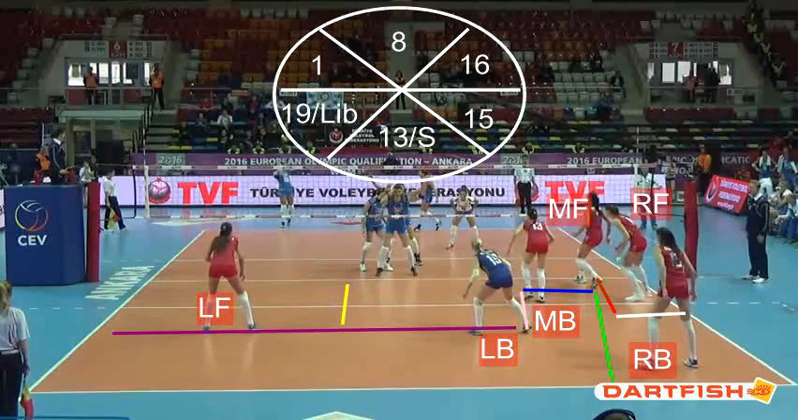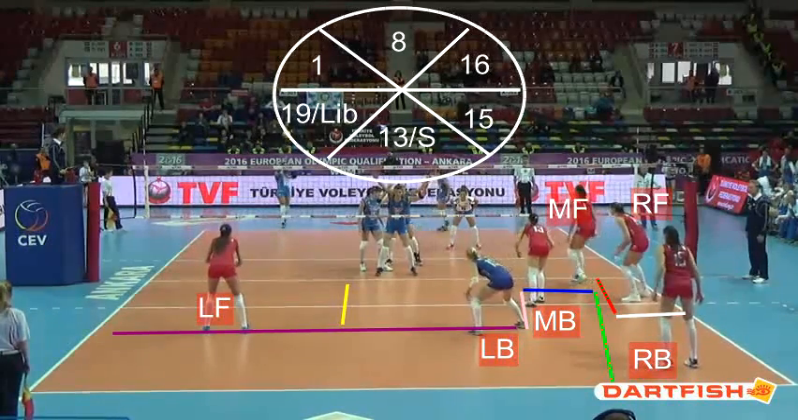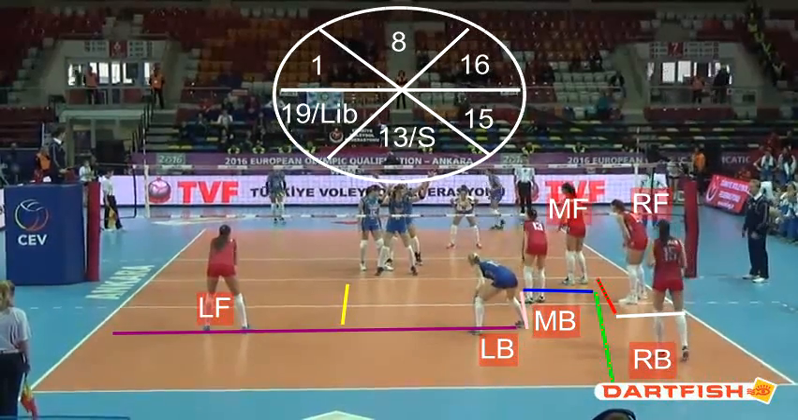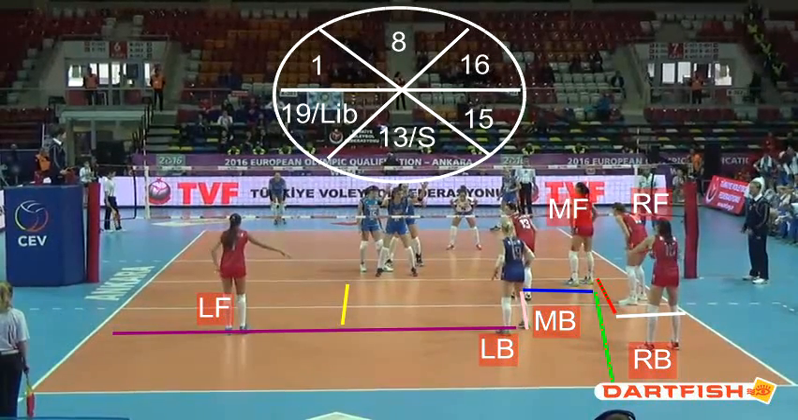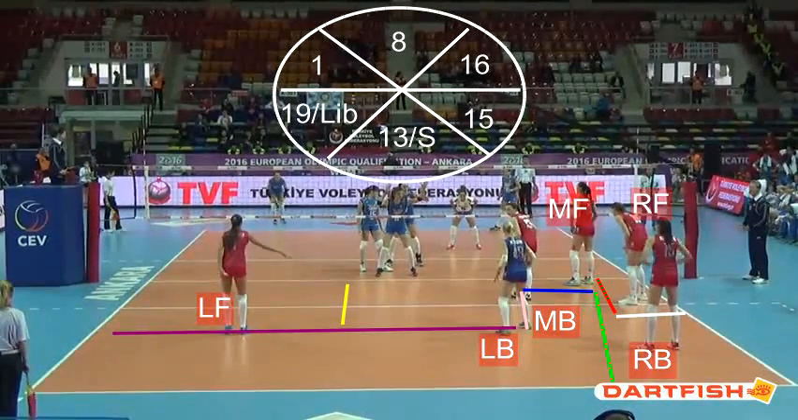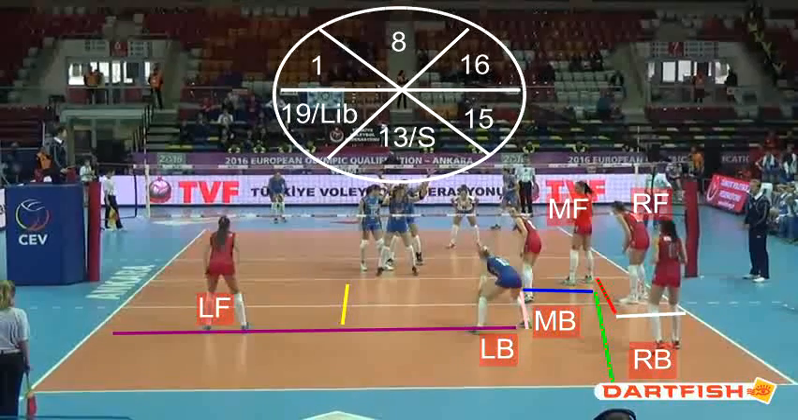You can actually see her looking here as she backs up. You'll see her looking to check her overlap position. She knows that she's behind number 8, the middle front. Here she is checking to make sure that she is in between the left back, number 19, the libero, and the right back, number 15.